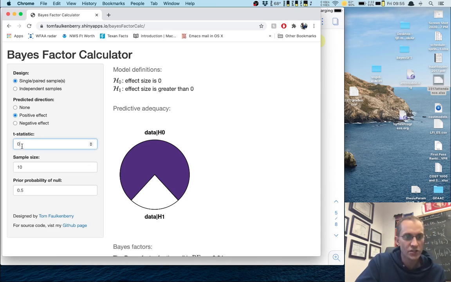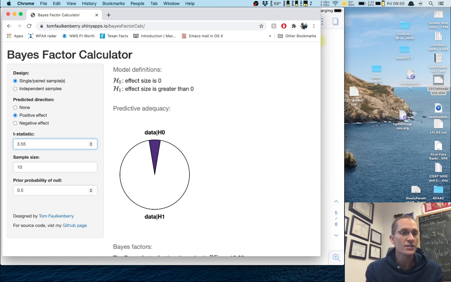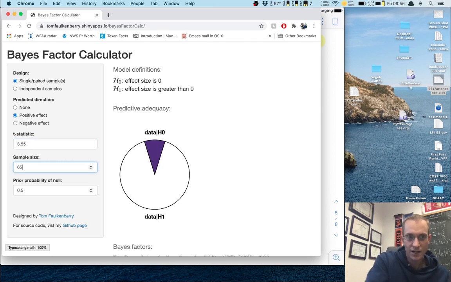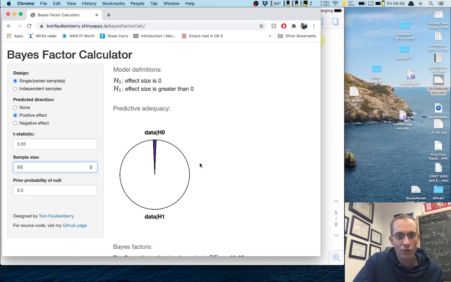Now down here, we can just put in our test statistic. When we did the t-score a second ago, we got 3.55. And so when I type in 3.55, you'll notice that this picture changed, okay? But it's not quite correct yet because I don't have the right sample size in. The default here is 10, but I want to put in my sample size of 65. And you'll see now that we've got a graph here. It looks similar to that graph that I drew earlier in the lecture.